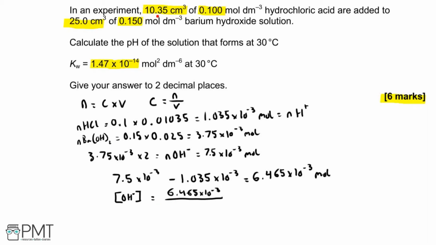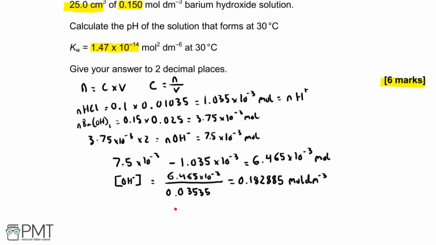So because we had 10.35 centimeters cubed of hydrochloric acid and 25 centimeters cubed of barium hydroxide, in total we're going to have 35.35 centimeters cubed. However, we need that in decimeters cubed, so we're then going to divide that by 1000. So it's going to be 0.03535 decimeters cubed. And that will get us a value for our concentration of 0.182885 moles per decimeter cubed.